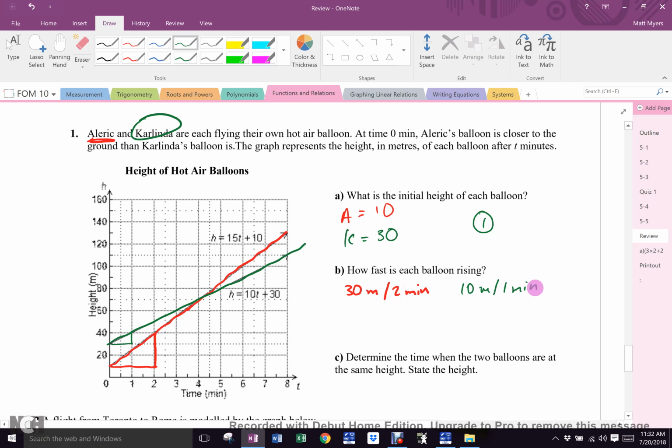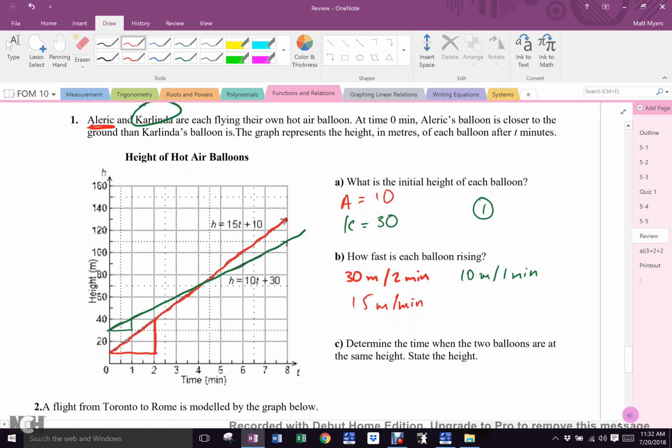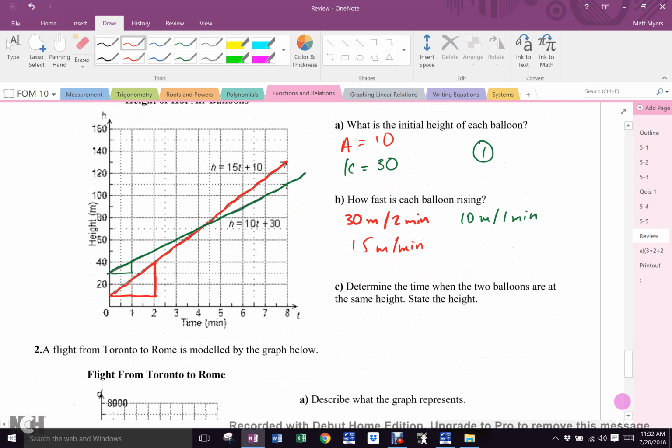If you have that, that's perfectly acceptable. How could you make it better? What would you do to the red one? Divide by 2. So the red one, you could have it at 15 meters per minute. Right? You could also multiply them both by 60 and get their meters per hour. But that doesn't make much sense, does it? Okay? When are they at the same height?